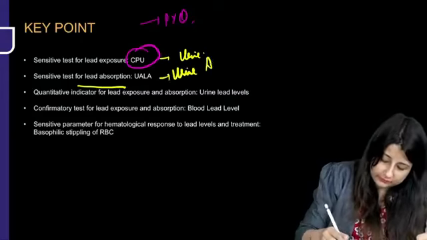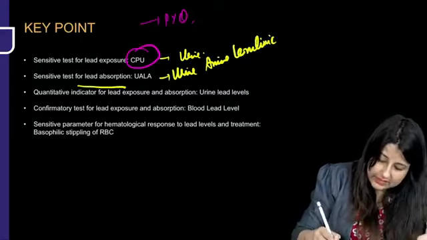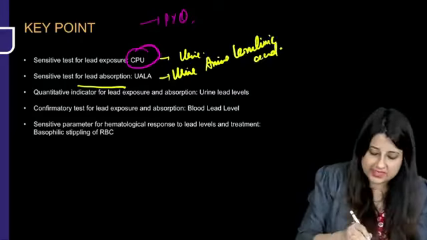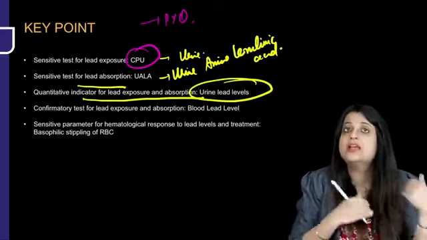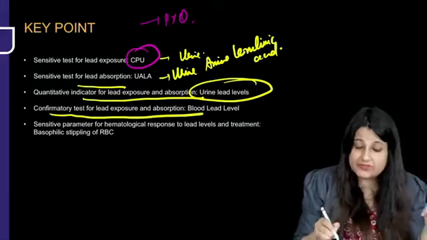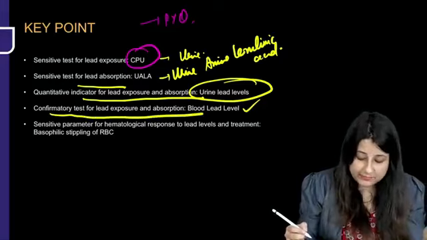Urine aminolevulinic acid. Okay? And what is the quantitative indicator for both lead exposure and absorption? Urine lead levels. Okay? So urine lead level. But if somebody asks you the confirmatory test, it is blood lead level. Okay?